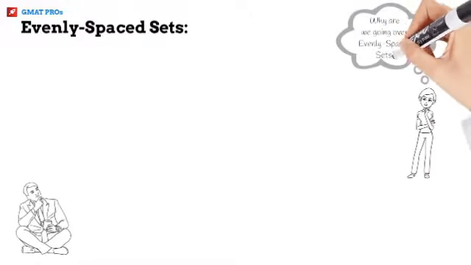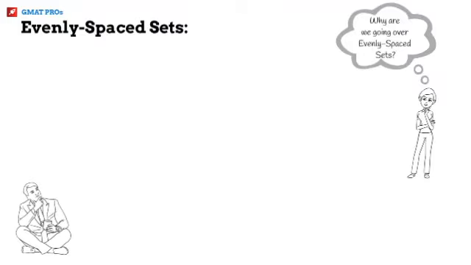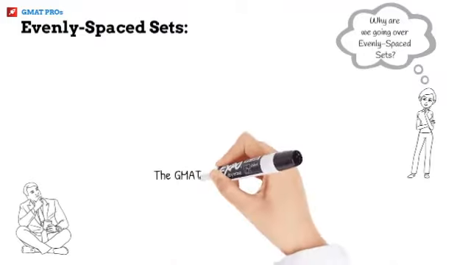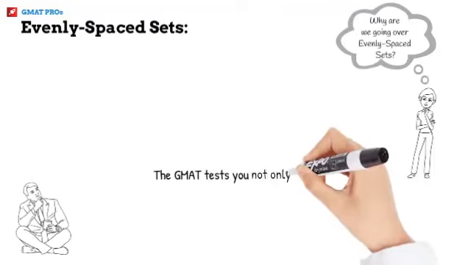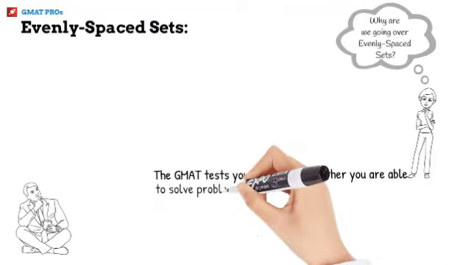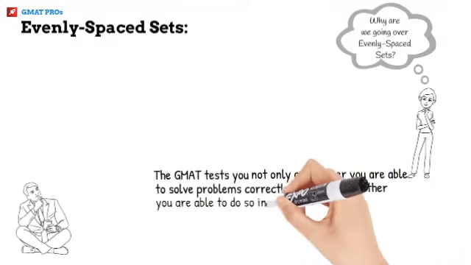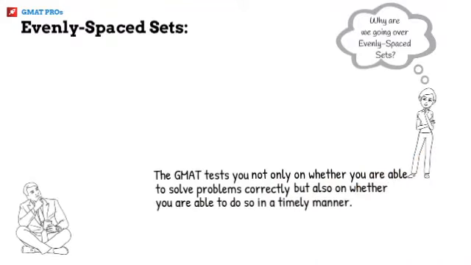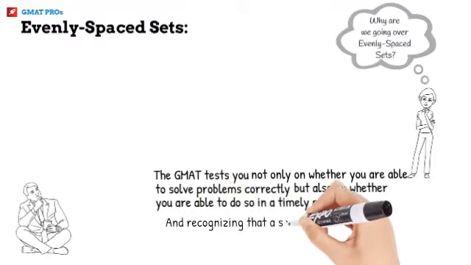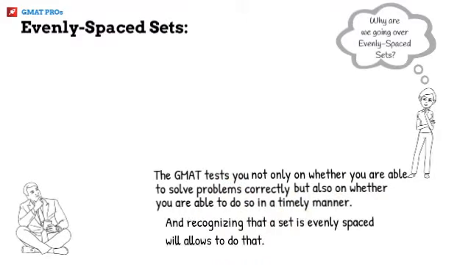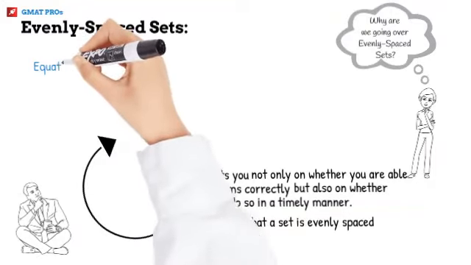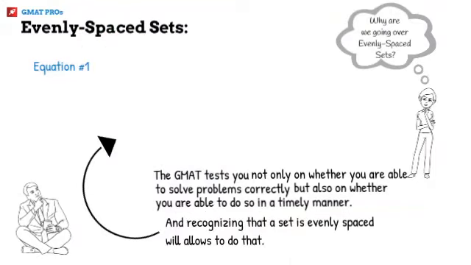You might be asking yourself, why are we going over evenly spaced sets? Well, we're doing so because the GMAT tests you not only on whether you're able to solve problems correctly, but also on whether you're able to do so in a timely manner. And recognizing that a set is evenly spaced will allow us to do that, because we will be able to use the following two equations or two formulas.